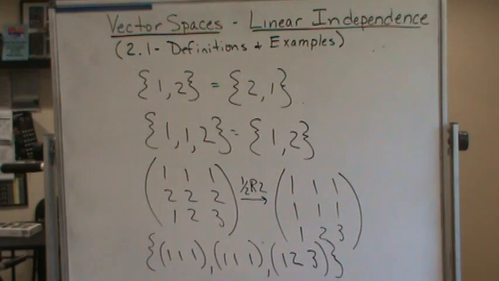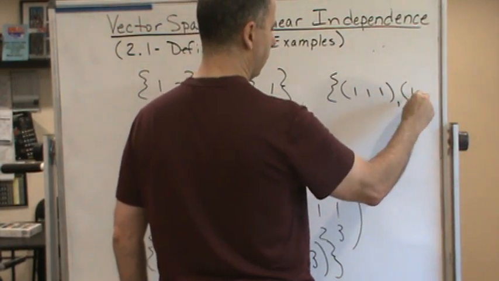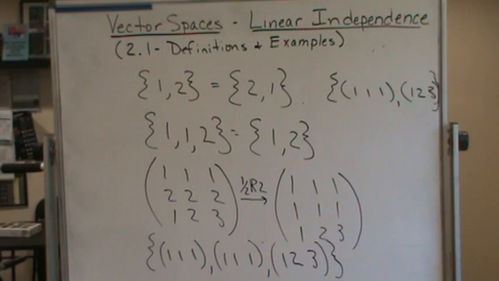But if it was a real set, we would say that this set is the same as just 1, 1, 1, comma, 1, 2, 3, which is clearly linearly independent. So we don't want to reduce sets, because when we're talking about the Gauss method, we should be able to preserve linear independence. So set is not the most accurate term we should use, because Gauss's method should preserve linear dependence, if there is any.